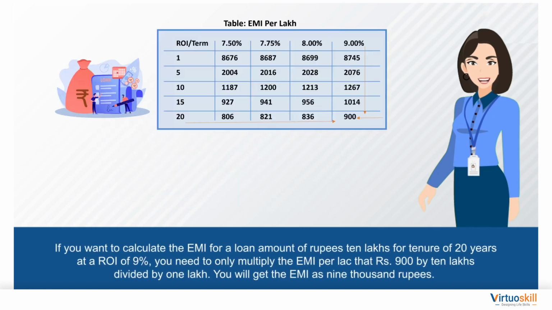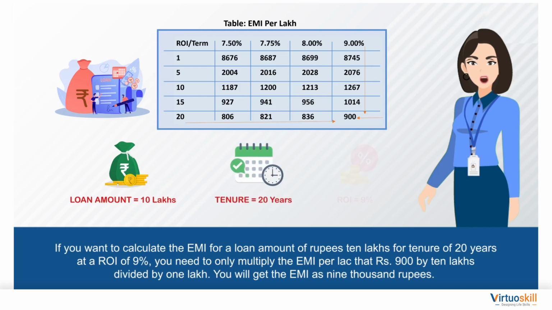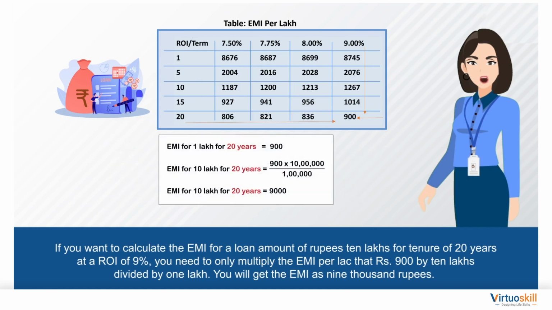If you want to calculate the EMI for a loan amount of Rs 10 lakhs for a tenure of 20 years at a ROI of 9%, you need to only multiply the EMI per lakh, that is, of Rs 900 by 10 lakhs divided by 1 lakh. You will get the EMI as 9,000 rupees.